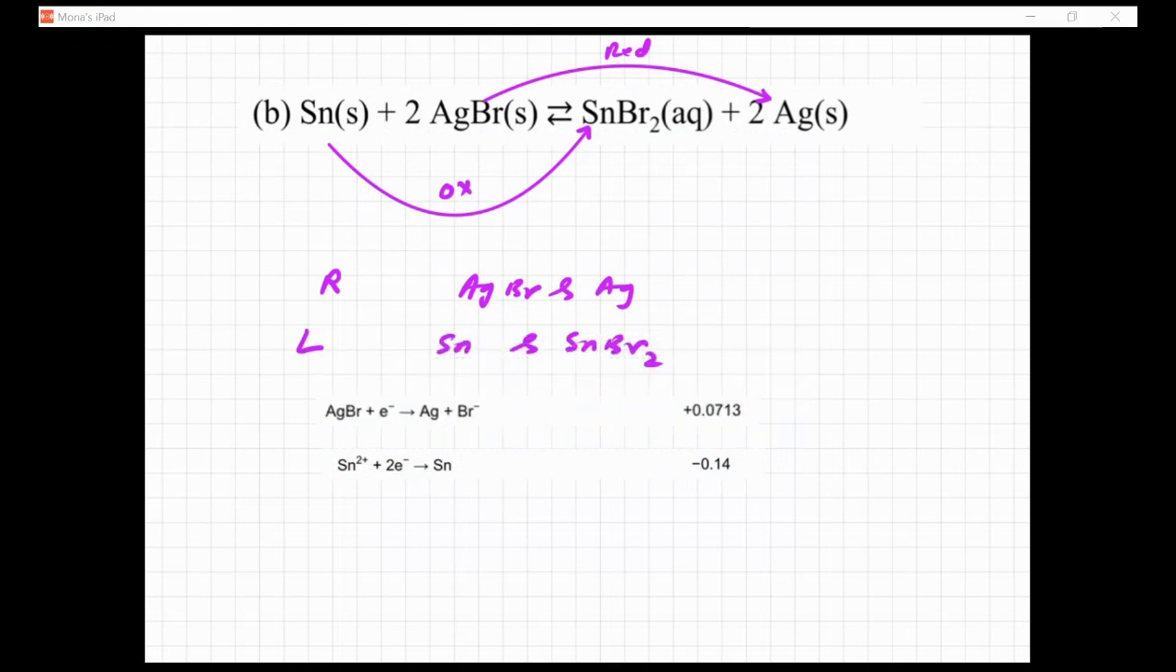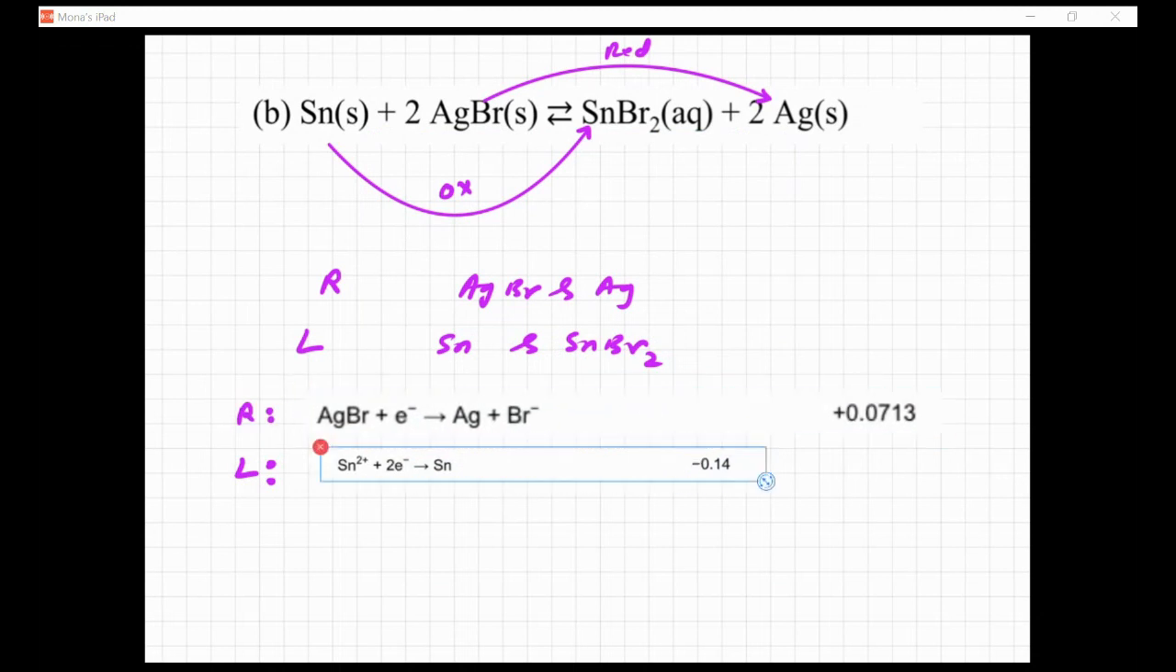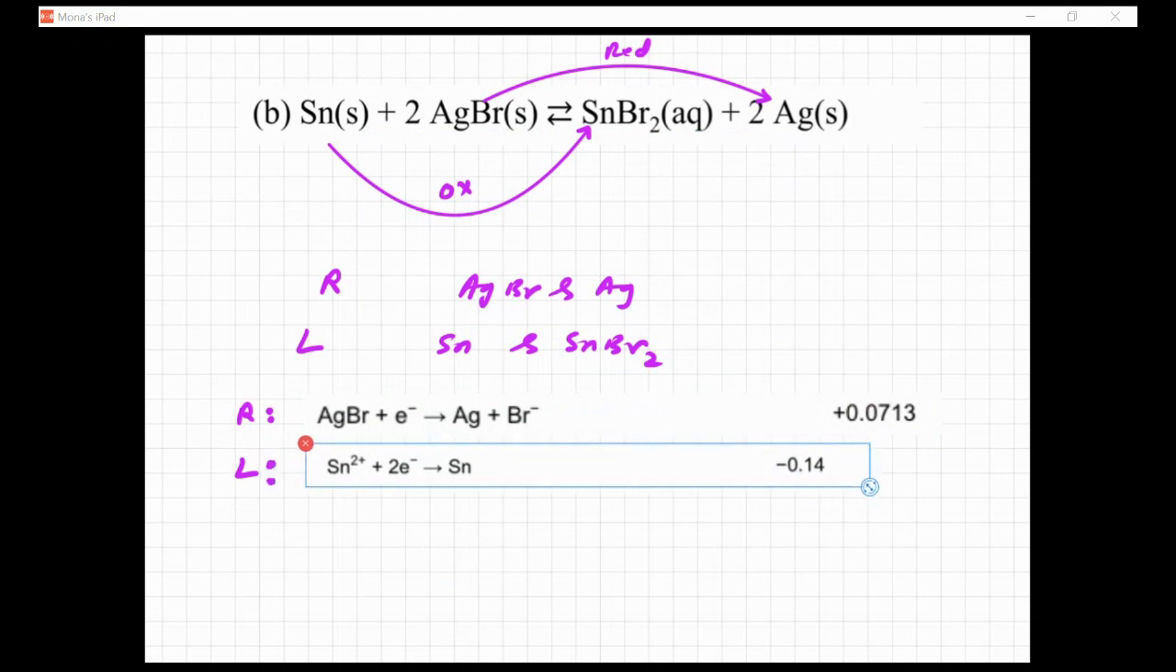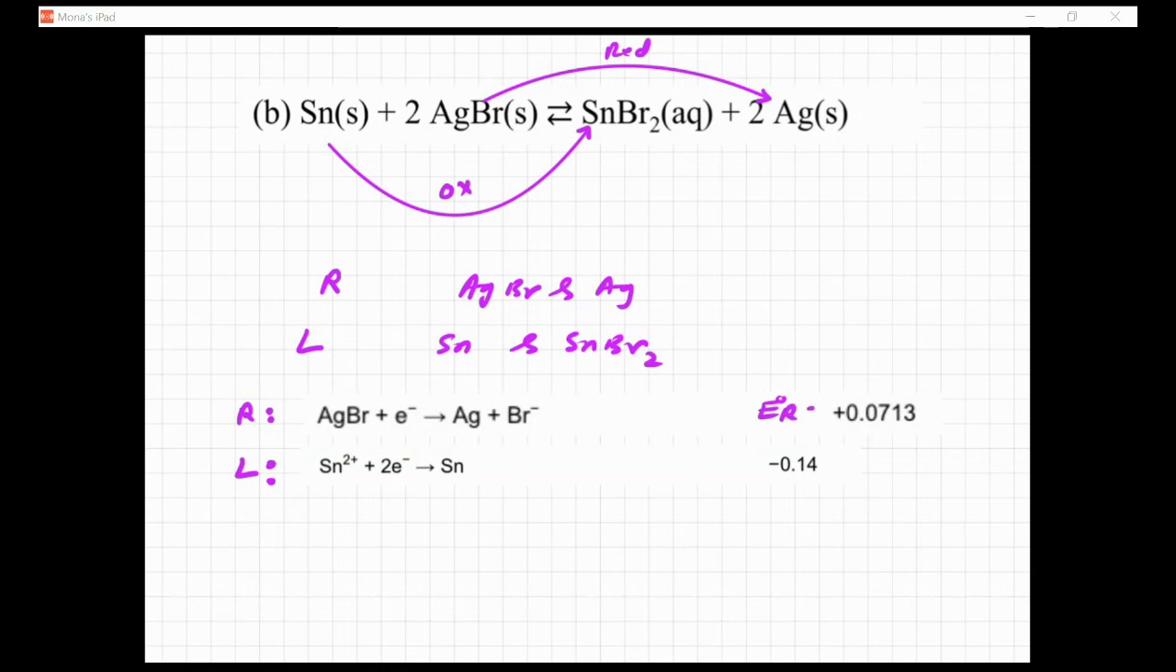So these are the two reduction half reactions. Now one is going to be on the right, which is going to be this one, and this one is going to be on the left. So these are the two reduction half reactions, and I have got them from the table. And as I said, every time you go to the table, you have to read the potential also. So that is E right here, equal to this value, and this is E left, which is equal to this value.